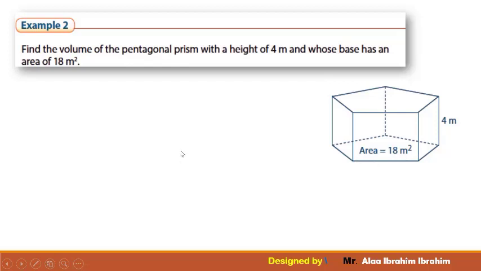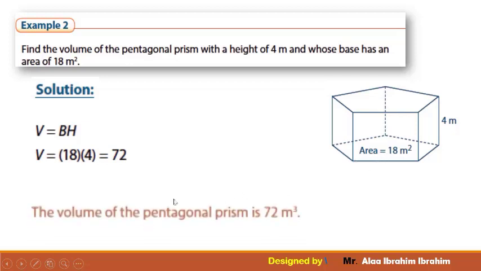So I have to remember my rules. The solution here: I have to write volume equals B times H. The B, the base area, is 18, and my height here is 4. So I just multiply 18, the area of the pentagon, by 4. So my result is 72 meters cubed.